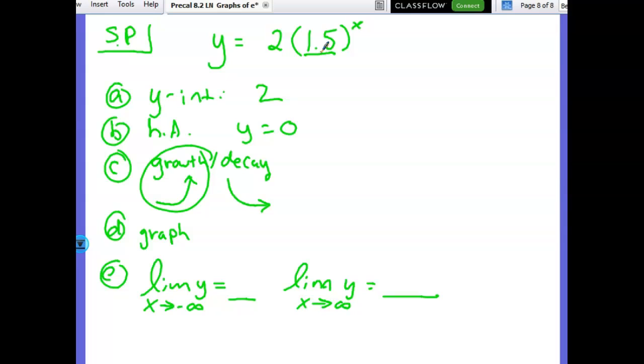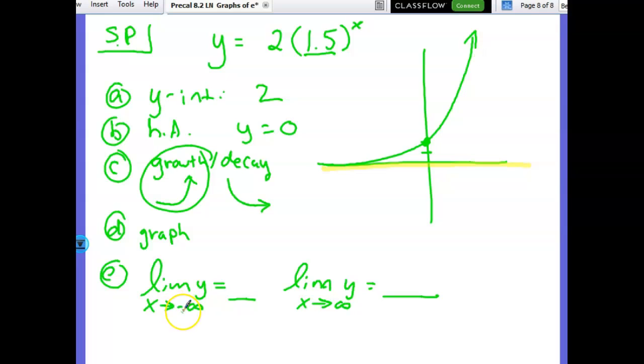So now we're ready to graph it. So your guys' graph should have looked something like this. You should have had a y-intercept at 2. And the graph's going to look like this. And this is my horizontal asymptote. So it's going to go upwards in that direction because it's growth. Okay? So from the graph now, we should be able to tell what these are.